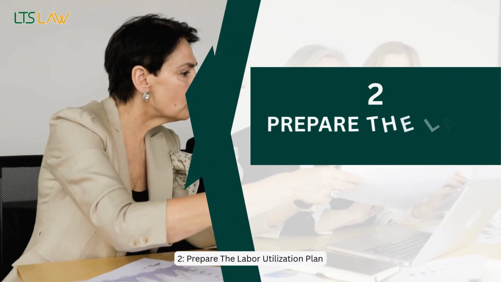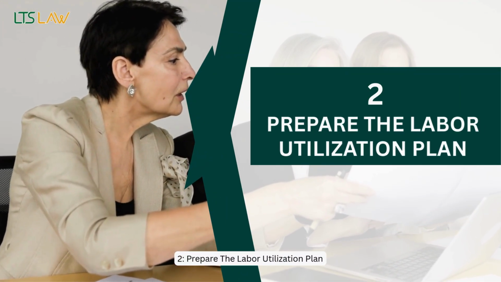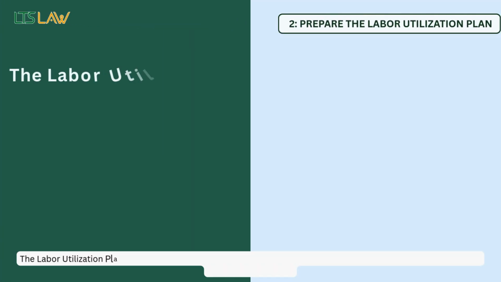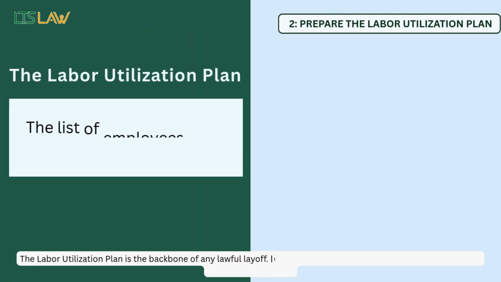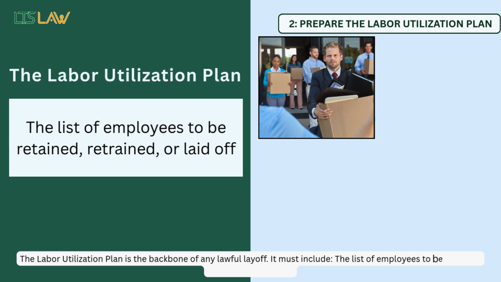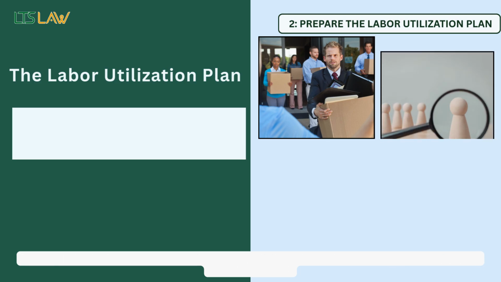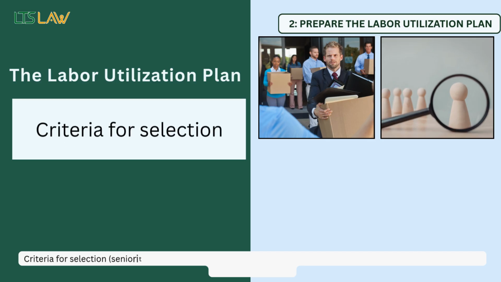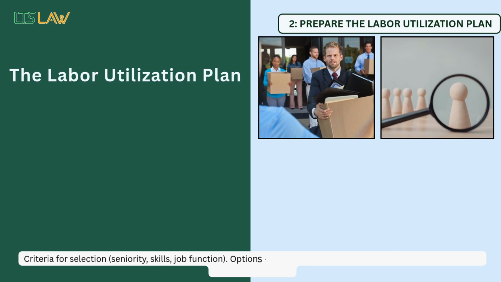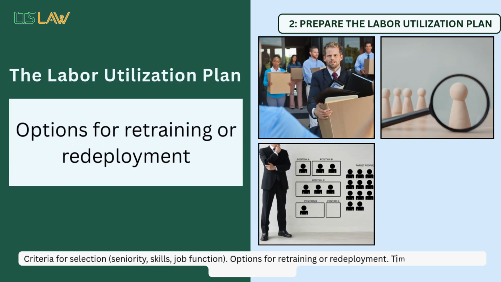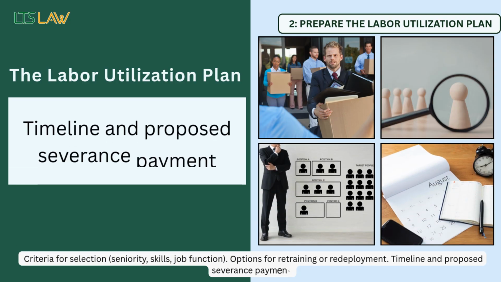2. Prepare the labor utilization plan. The labor utilization plan is the backbone of any lawful layoff. It must include the list of employees to be retained, retrained, or laid off. Criteria for selection: seniority, skills, job function, options for retraining or redeployment, timeline, and proposed severance payment.